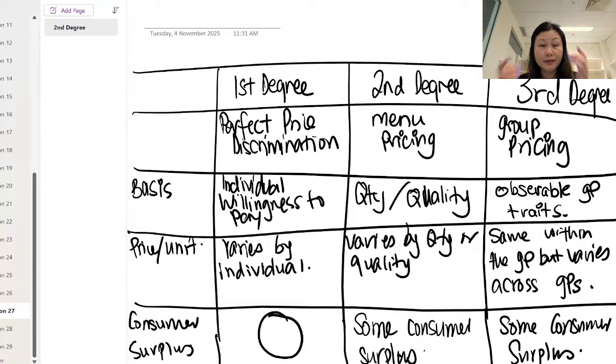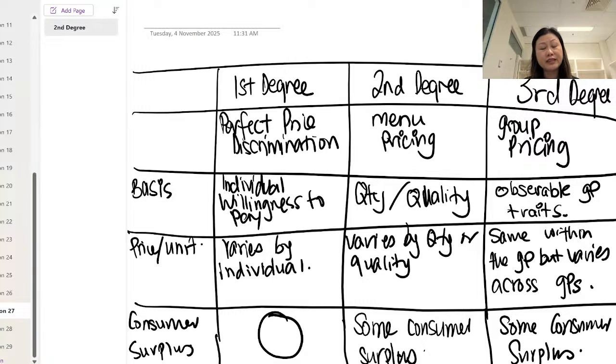Now, as a quick summary, this is a really nice table as a quick summary for price discrimination, which I'm just quickly going to talk about. First degree price discrimination, we talk about it as perfect price discrimination. The basis is on the individual willingness to pay. Second degree price discrimination, we describe that as menu pricing. We talk about the difference between quantity and quality. Third degree price discrimination is group pricing, which the basis is on observable group traits.